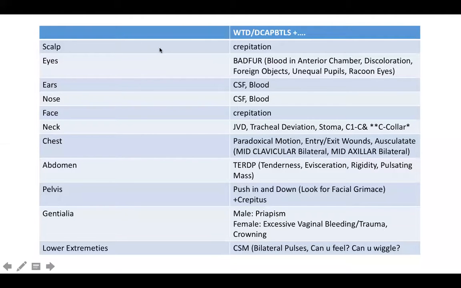So if I'm looking at the scalp, I'm going to use DCAP-BTLS plus crepitation. HM1, what's crepitation? That's the rubbing of the bones, right? That's the crushing of the bones that you're hearing.